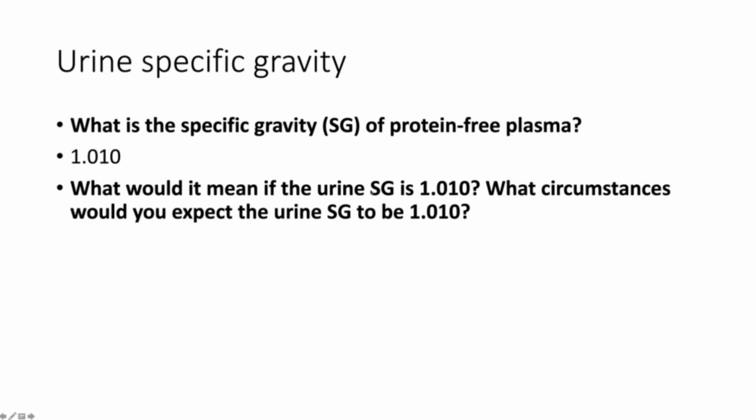Adriana, what would it mean if the urine specific gravity is 1.010? In what circumstances would you expect the urine specific gravity to be 1.010? So if the urine specific gravity is 1.010, it would mean that you are neither reabsorbing free water nor excreting free water. So urine osmolarity is essentially the same as your serum osmolarity. And you could see this in intrarenal AKI.